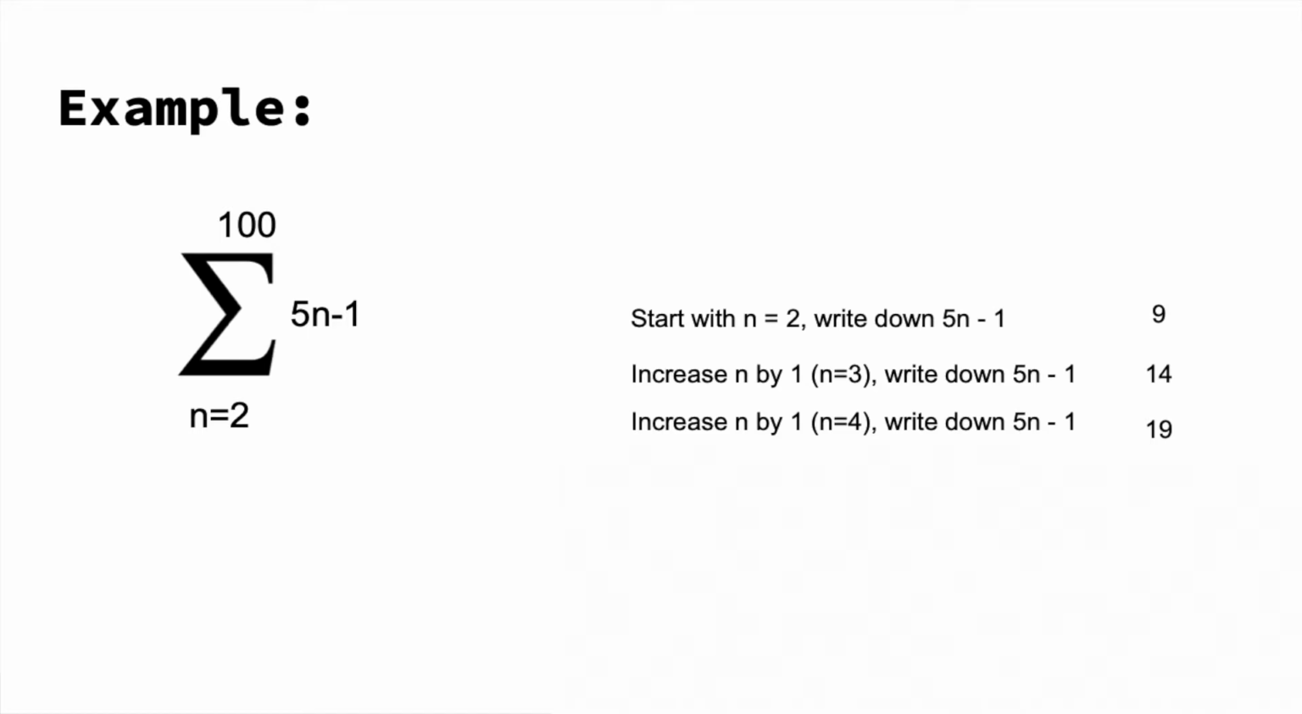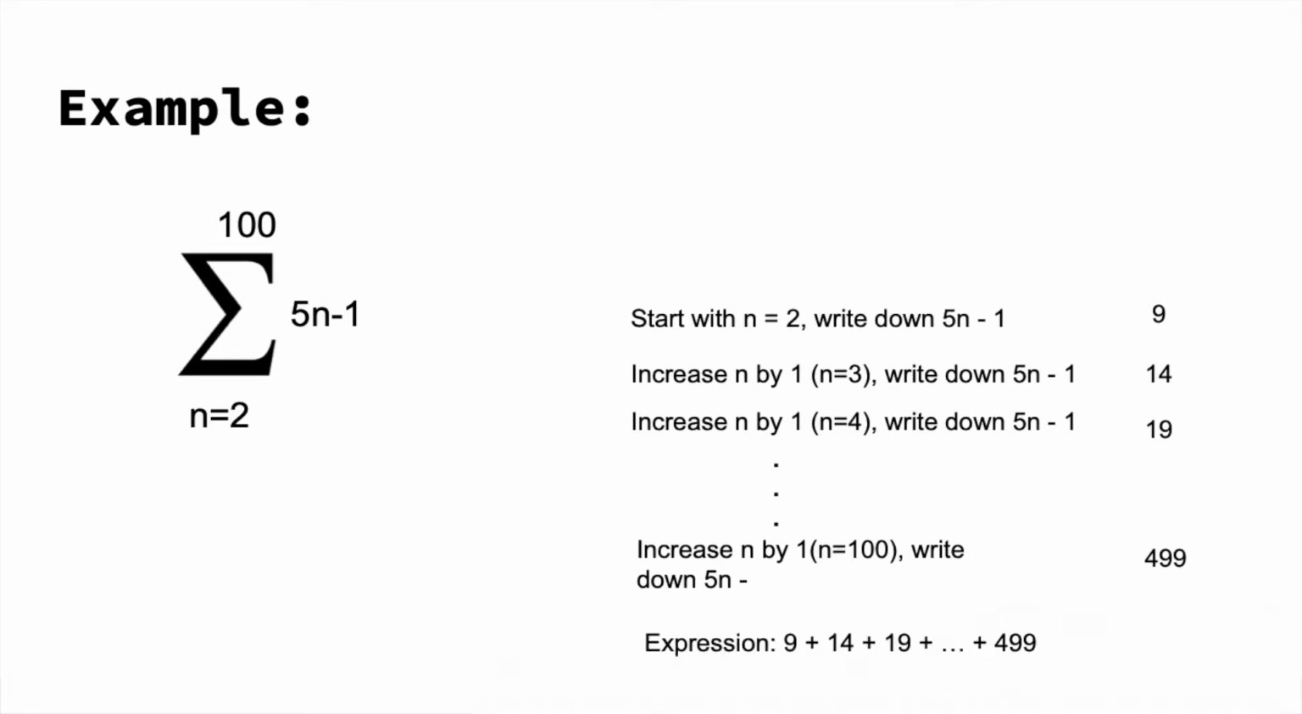It will be very time consuming to write down n from 2 to 100 all the way. So why don't we just write it for the last value? When n is 100, 5n minus 1 is 499. And our expression is 9 plus 14 plus 19 all the way until 499. And we can easily find the sum using the sum of an arithmetic sequence formula.